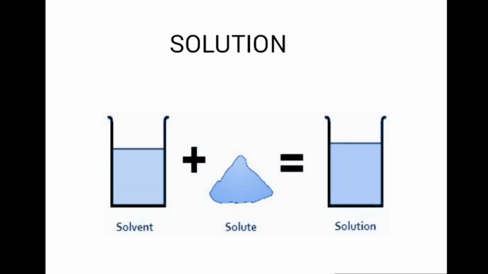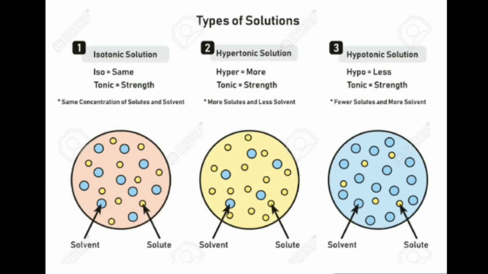Now what according to you is a solution? Solute plus solvent makes a solution. There are three types of solutions we can say. We have the first figure, that is isotonic solution, where the concentration of the solute and the solvent is almost the same. Whereas in case of hypertonic solution, the solute is more as compared to the solvent, a concentrated solution. Whereas in case of hypotonic solution, the solute is less and the solvent is more. We can call it a dilute solution.